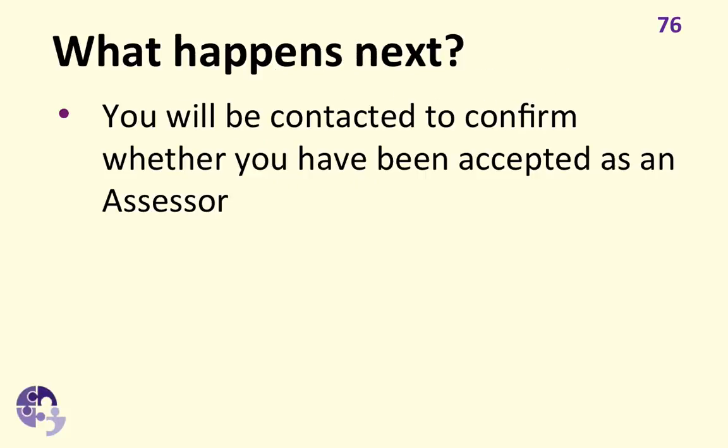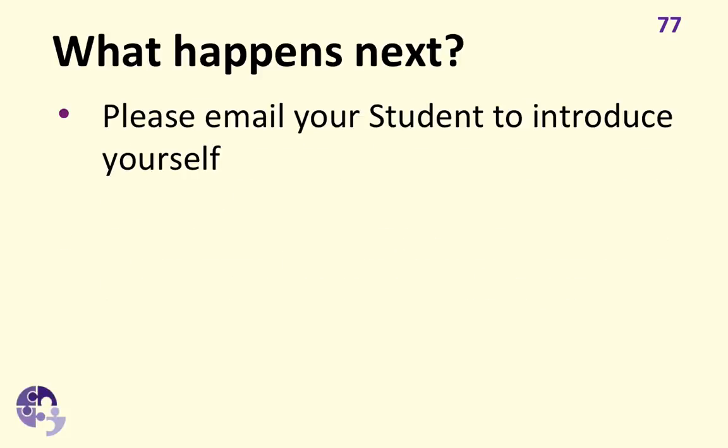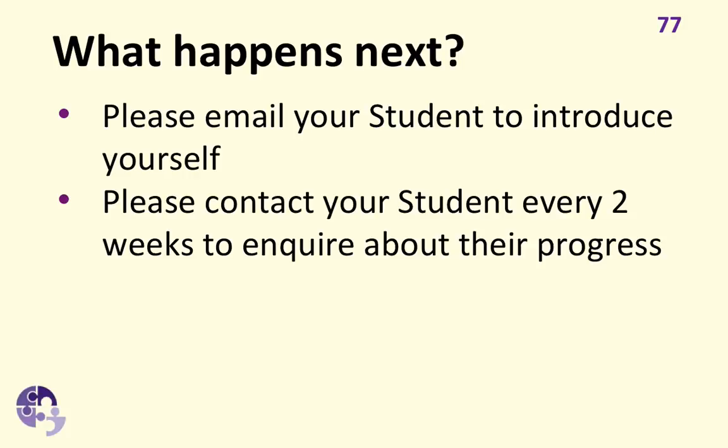So what happens next? You'll be contacted to confirm whether you have been accepted as an assessor. If you have, you will be sent a contract for each student allocated to you. You will then need to email your student to introduce yourself, and following that you will need to contact your student every 2 weeks if you haven't heard from them to inquire about their progress.